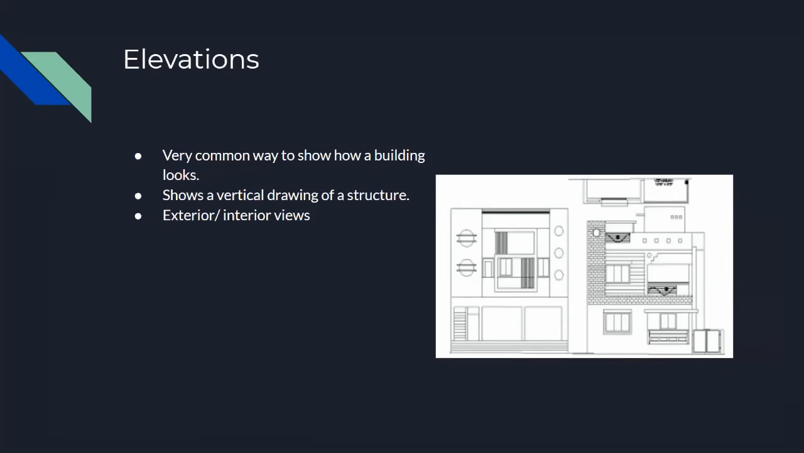Elevation drawings. An elevation drawing is probably the most common way to show how a building looks. When you're going outside into your front lawn and looking back at your house, that's an elevation view of your house. It shows the vertical drawing of a particular structure, whether it's exterior or interior. Exterior shows how a house is going to look. So that's on the left over here.